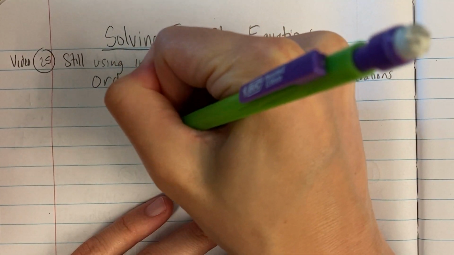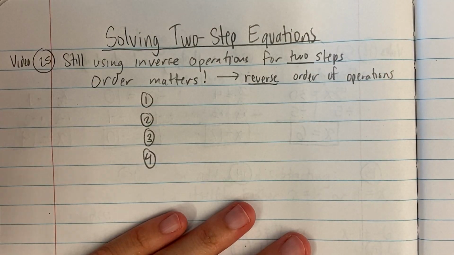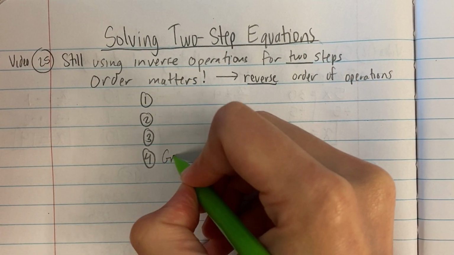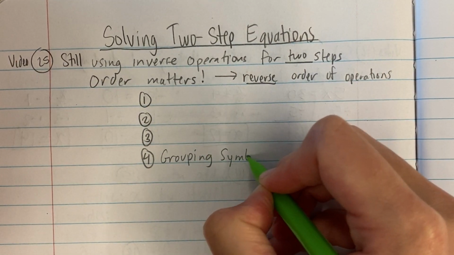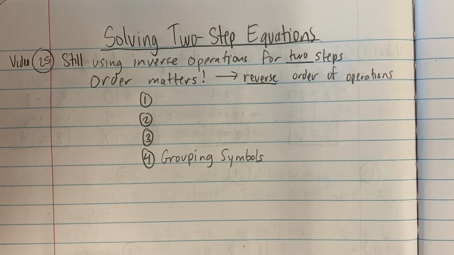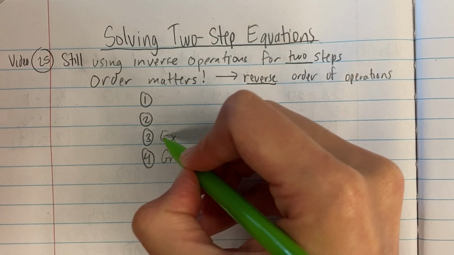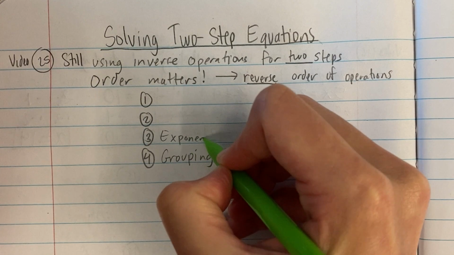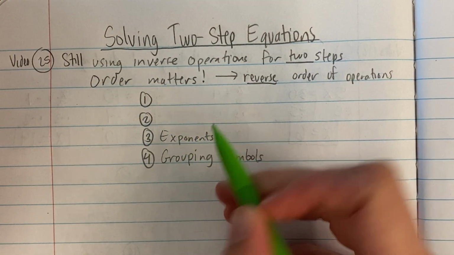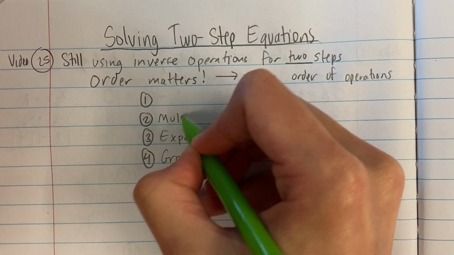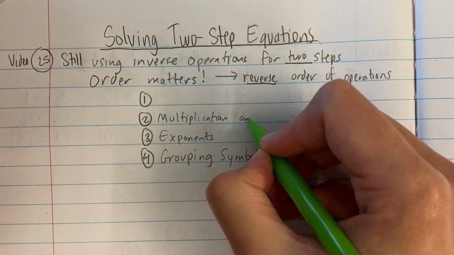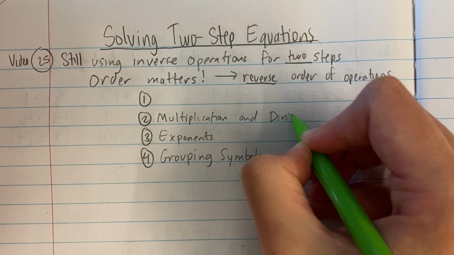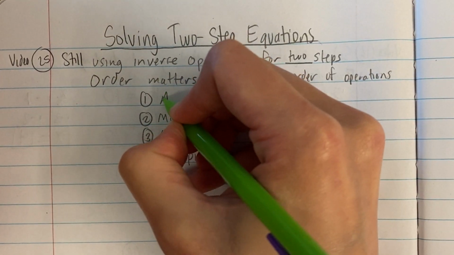So if you remember, when we talked about order of operations, we kind of had 4 steps, and the first one was grouping symbols. But now grouping symbols is going to be the last thing we undo. If we have grouping symbols in an equation, we can't really break into those grouping symbols until we have them by itself. We're not going to see exponents in equations for a while. But that would be next. And then here, multiplication and division was next. And addition and subtraction was last.